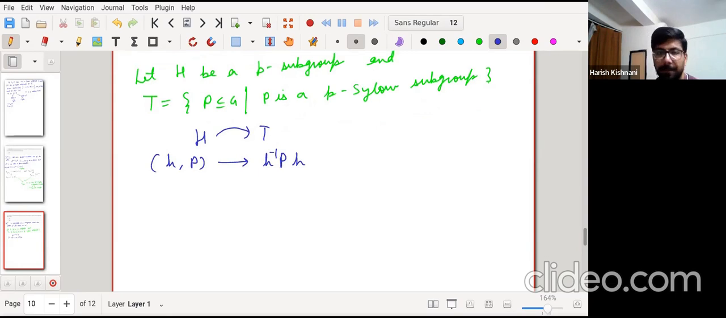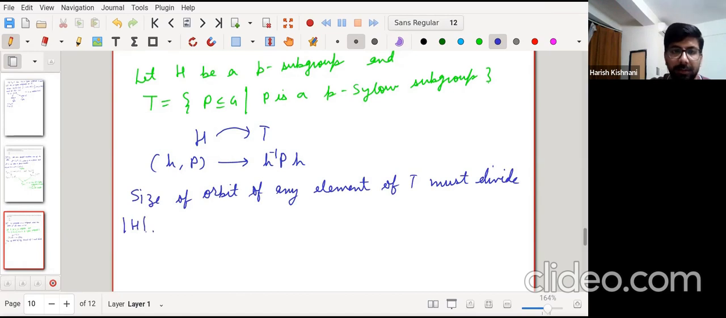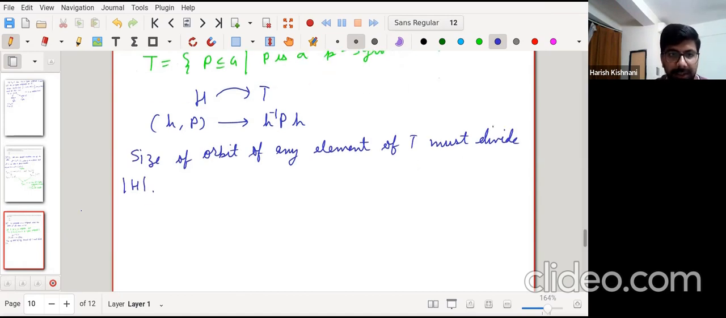So yes, one thing you might have already seen: the size of the orbit of any element of the set, what is the set here? T, right? This should divide the order of the group acting on it, must divide the order of H, right? Because H is acting on it, and H is a P group.